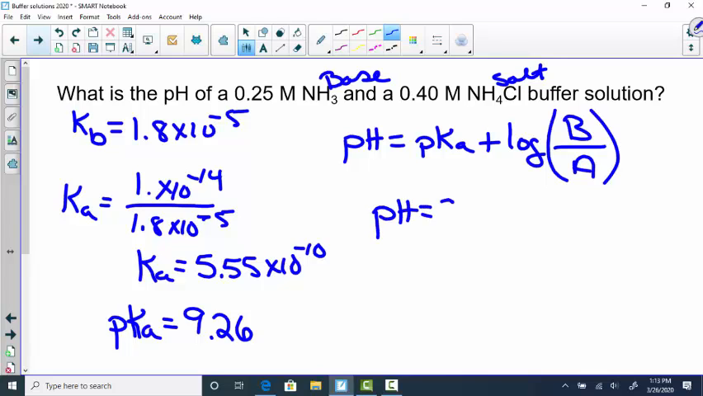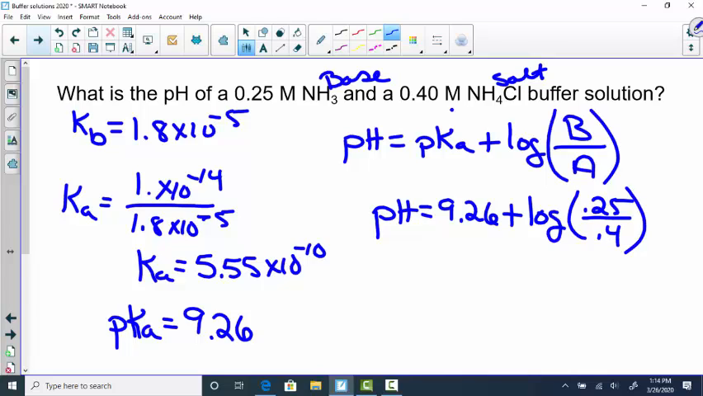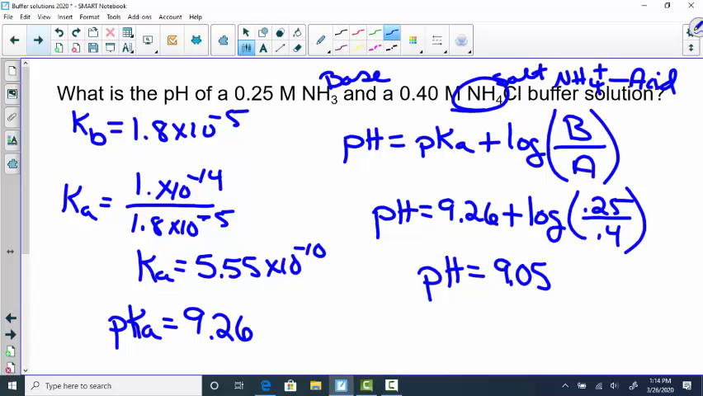So the pH of this is 9.26 plus the log, and now we can still use this equation as the base, which is still 0.25, over the acid, which is 0.4, because this salt, NH4 plus, is the acid. And if you do that, our pH comes out to be 9.05. Okay?